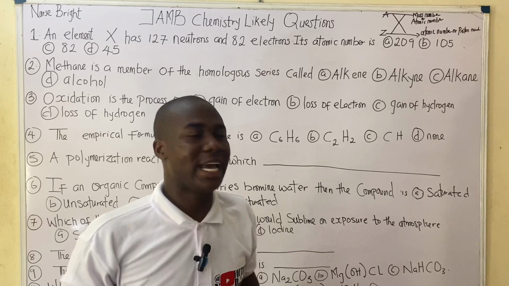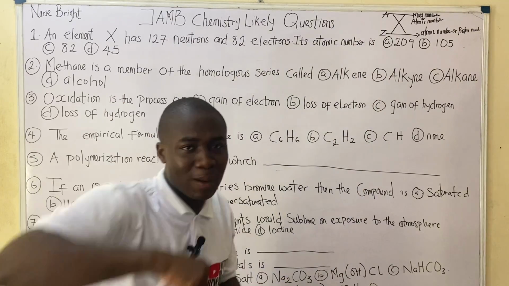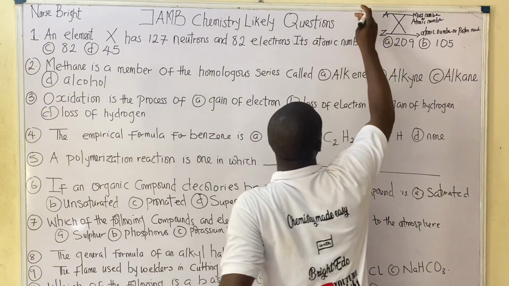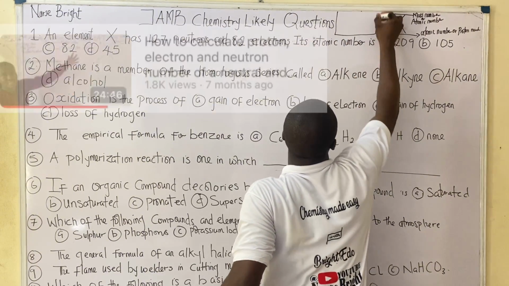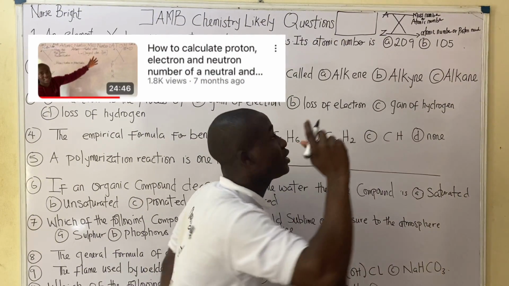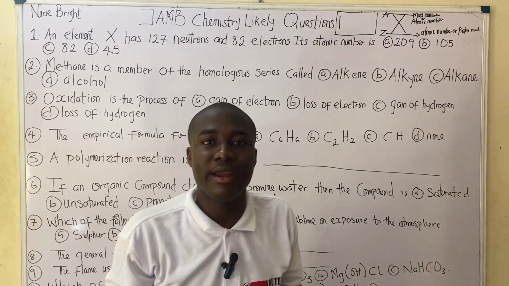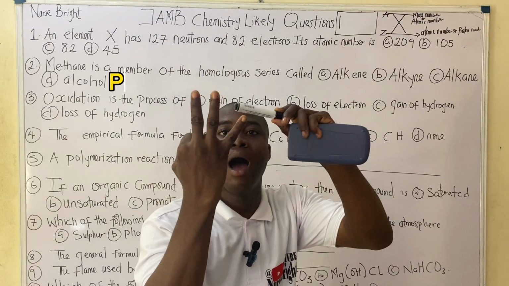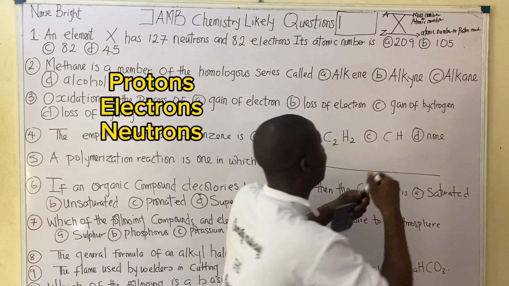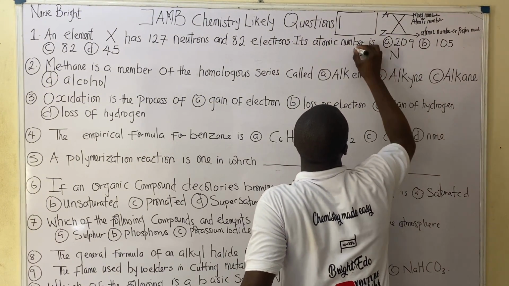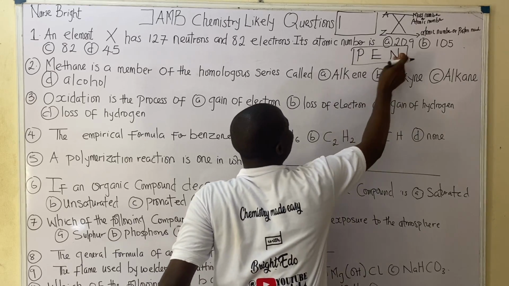Now, this must be noted. This particular atom or this particular element in this question, it is neutral. Now, I already said in that video lesson that an atom is made up of three important subatomic particles. They are protons, electrons, and neutrons. This is what an atom is made up of. Three important subatomic particles. I call them PEN. Protons, electrons, and neutrons.